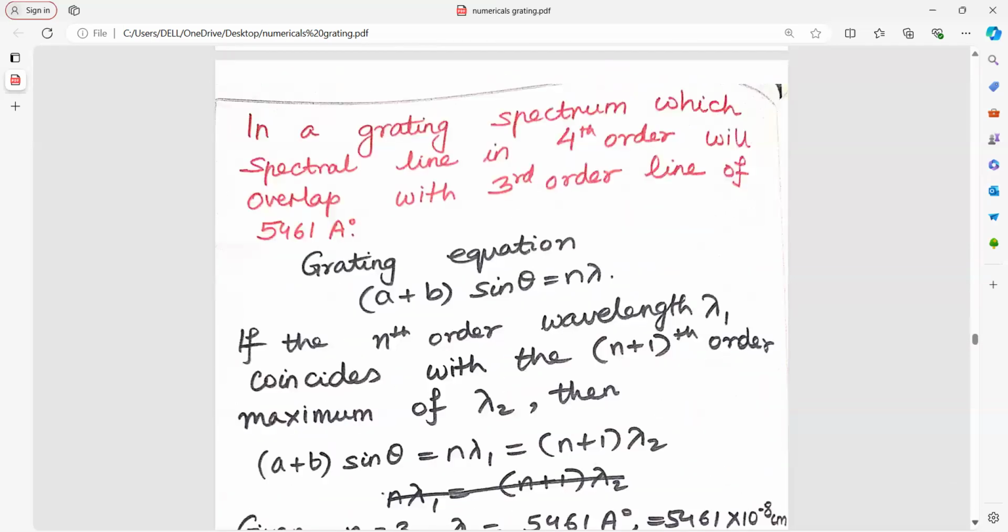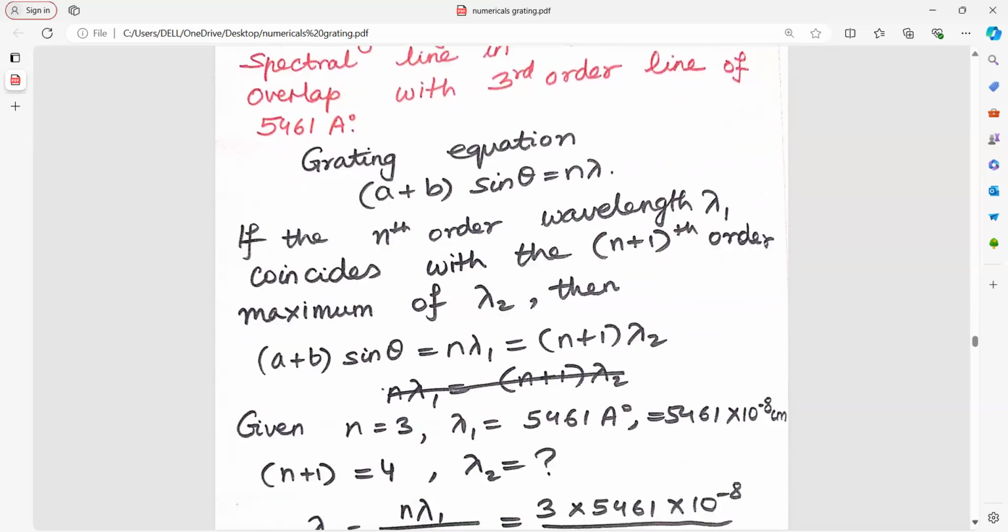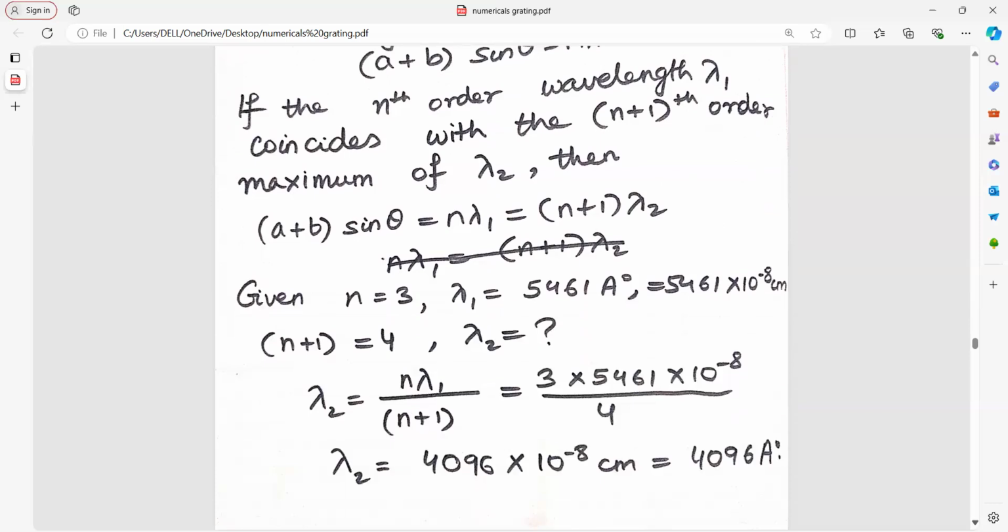In a grating spectrum, spectral line in fourth order will overlap with third line. Grating equation, a plus b sine theta equal to n lambda. Fourth order will overlap with the third order. So for third order, it is this, and for fourth order, it becomes n plus 1. Third order, n equal to 3. Fourth order, n plus 1 equal to 4.